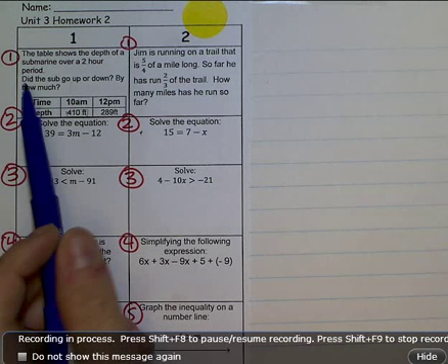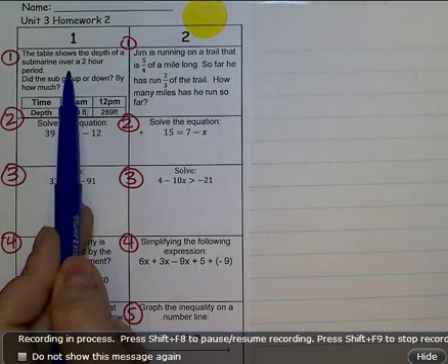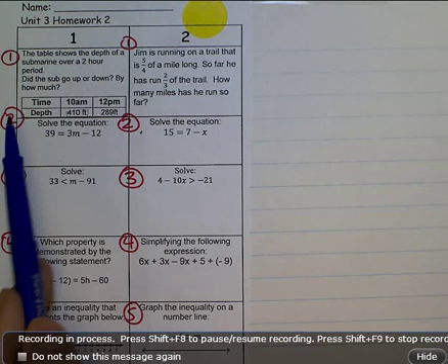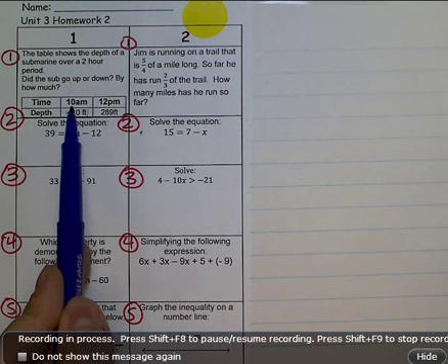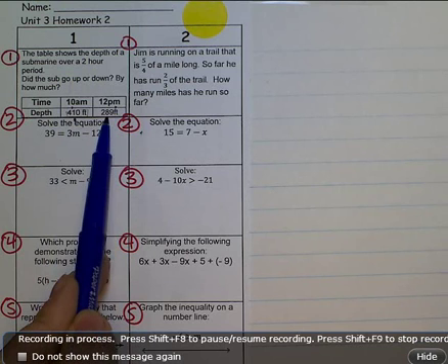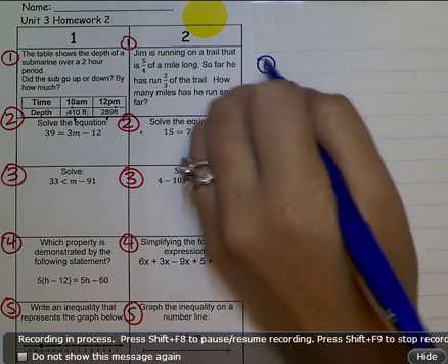Problem number 1. The table shows the depth of a submarine over a 2-hour period. Did the sub go up or down? By how much? For the time, it says it's 10 a.m. to 12 p.m. and for 410 feet, and then it goes down to 289 feet. So the depth went down. So for number 1, the depth went down.